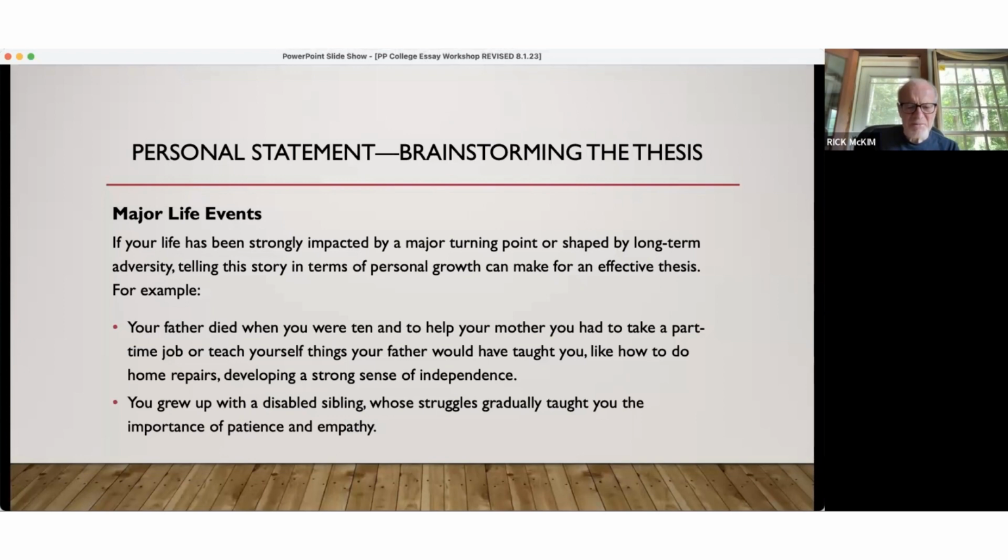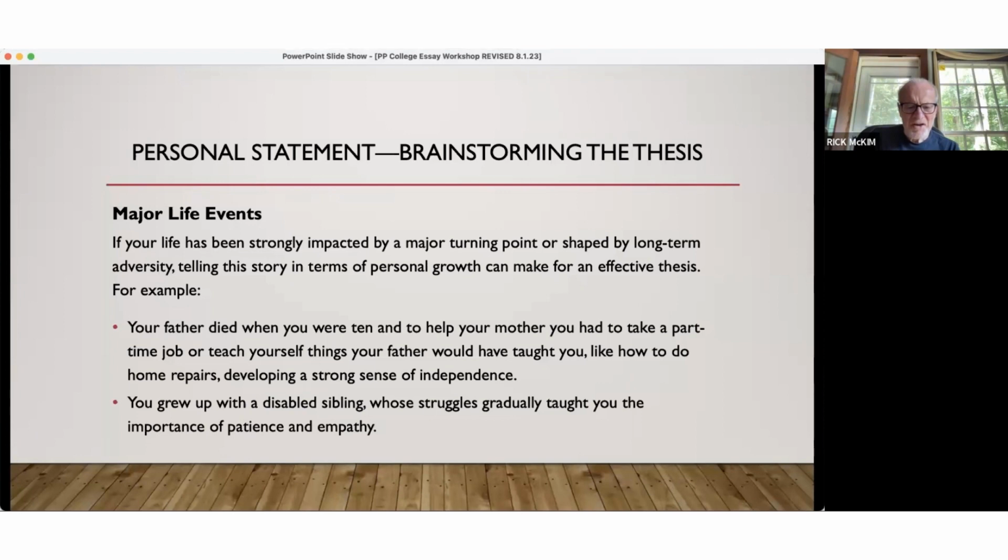Or you grew up with a disabled sibling whose struggles gradually taught you the importance of patience and empathy. Maybe at the beginning, when you were younger, you got angry at him, you got impatient, you felt neglected by your parents because they had to spend so much time tending to your disabled sibling. You were jealous, you were envious, and so on. And all these things you struggled to overcome, or were witnessing your sibling struggle, taught you gradually to develop patience and empathy, which today you have, and that you can apply to academic work, for example.